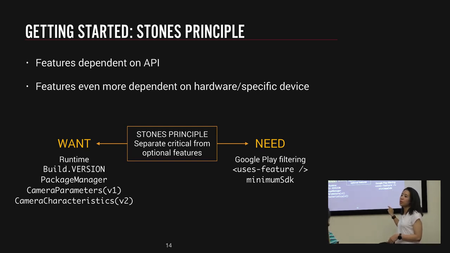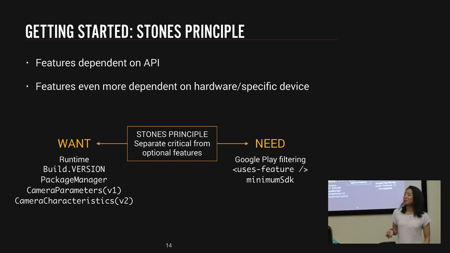And this is actually really important with cameras because there are a lot of different hardware features that one person's camera might have and another person's camera might not have. So again, it's really important to use these to determine mission critical features in your application.